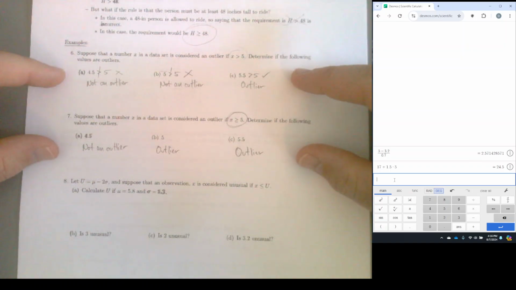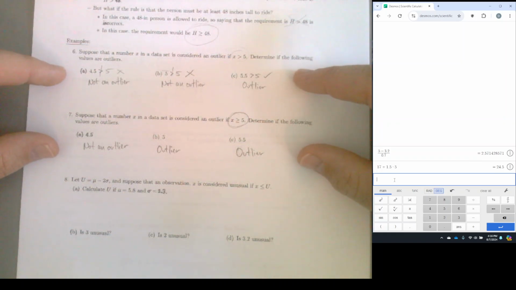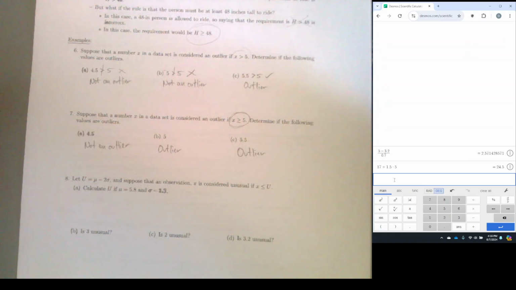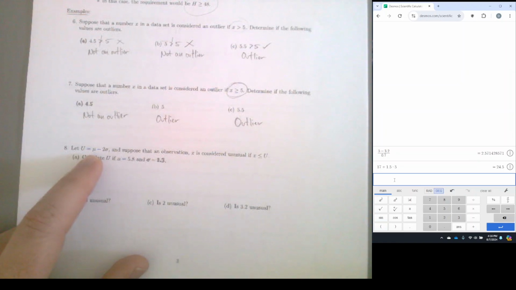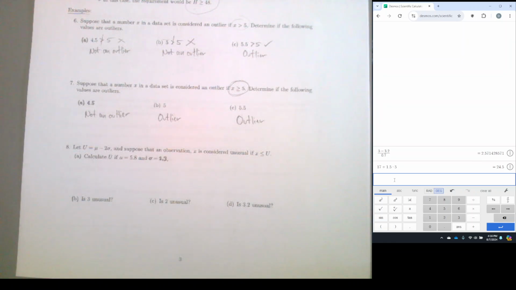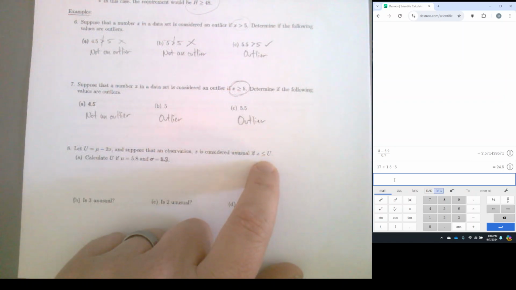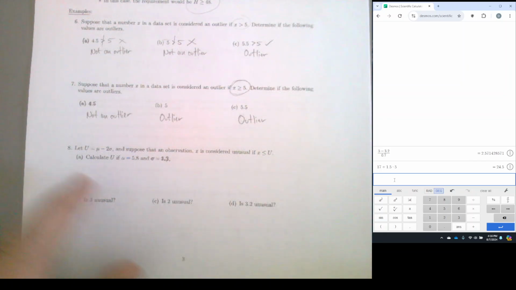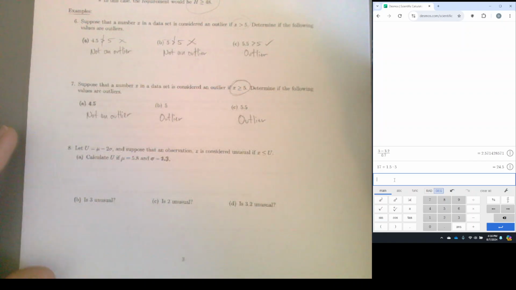So we're going to see this kind of thinking a lot in section 1.4. So these symbols and this kind of thinking will come in handy for us. Let me give you just one last example. It says, let u be, this is the Greek letter mu, and this is the Greek letter sigma. So u is mu minus 2 sigma. Okay? And suppose that an observation x is considered unusual if x is less than or equal to u.